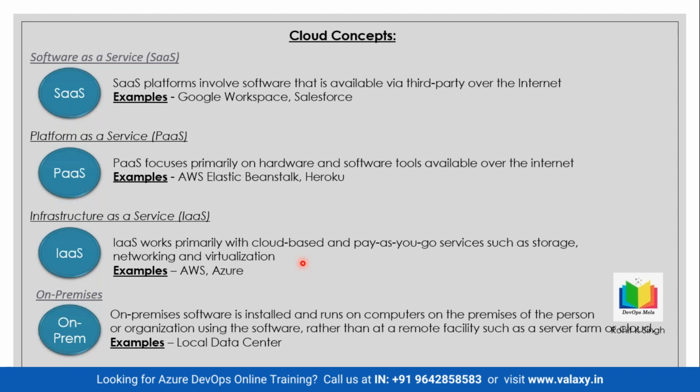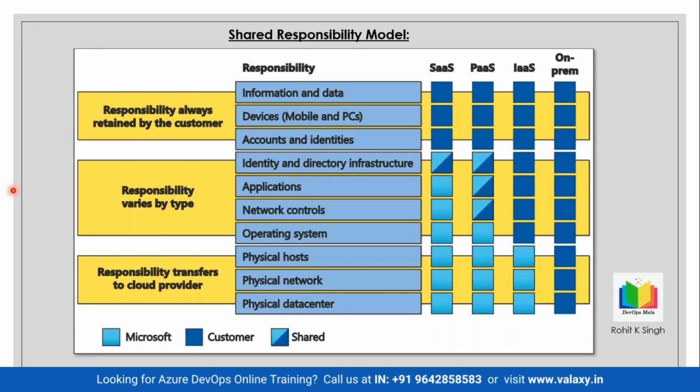That is on-prem. On-prem software is installed and runs on computers on the premises of the person or organization using the software. This is where you manage everything by yourself, in a local data center. When you use on-prem, the responsibility is completely on you. You will be managing the entire thing. Now, after understanding this, I know many people will have difficulty understanding what exactly these topics are. Let's understand the responsibility model.